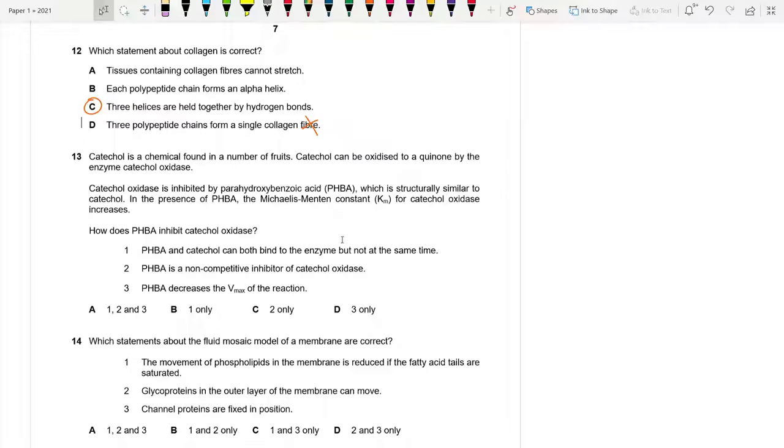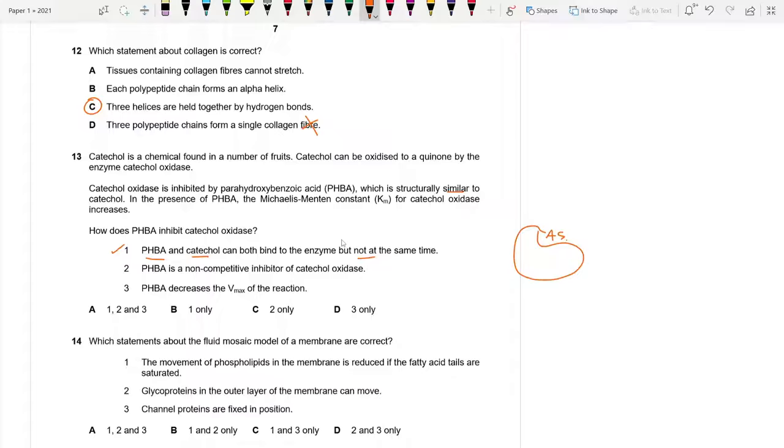Okay, so PHBA and catechol can both bind to the enzyme, but not at the same time. PHBA is a non-competitive inhibitor of catechol oxidase. It is structurally similar, so it is supposed to be a competitive inhibitor. It does not bind to the allosteric site, it actually binds to the active site. So yes, they can bind to the same site, the active site, but not at the same time.